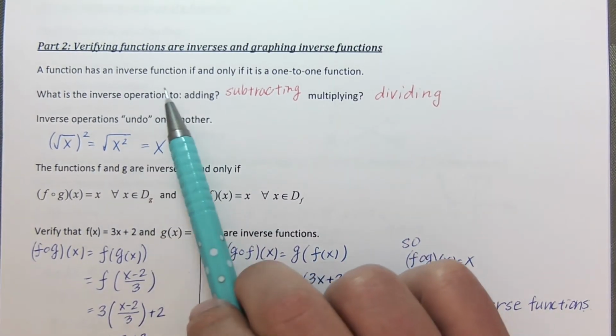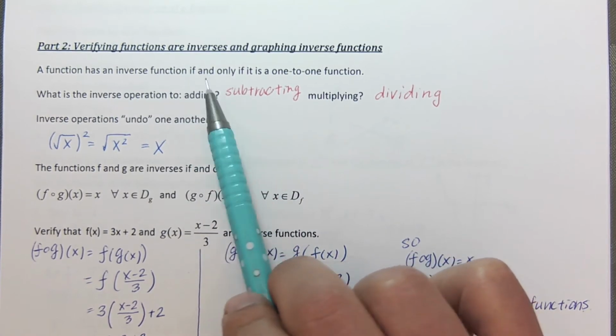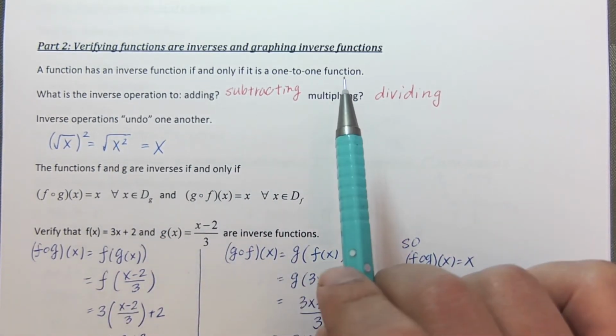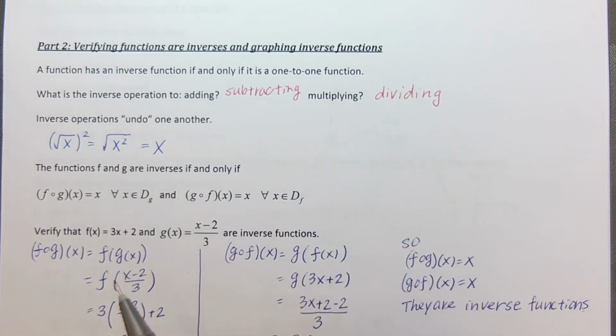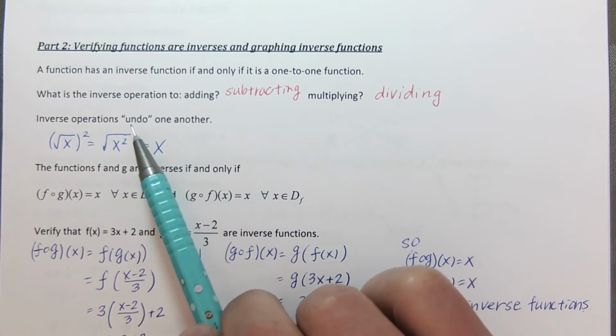So a function has an inverse function if and only if it is a one-to-one function. An if and only if statement is a logical statement that implies if one part, then the other, and vice versa. If the other, then the one part. So it goes both ways. It's a very powerful statement.